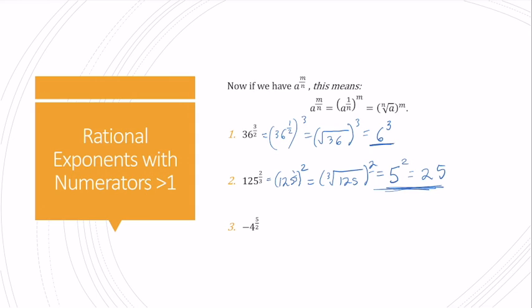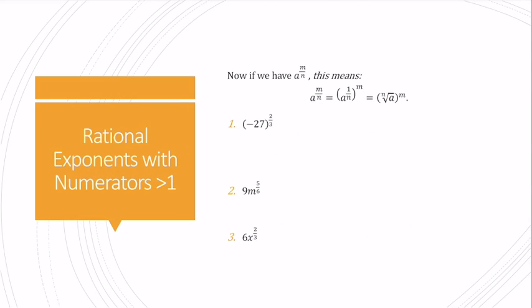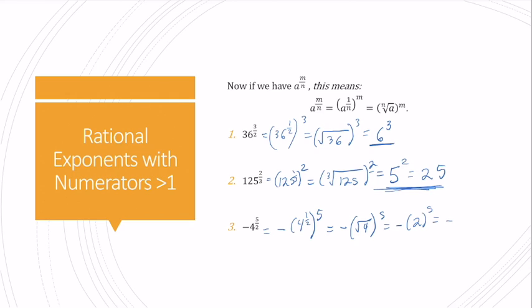All right, let's take a look at -4 to the 5 halves. This means I have negative, keep that negative on the outside, 4 to the 1/2 raised to the 5th power. So I have negative square root of 4 to the 5th power. Negative square root of 4 is going to give me -2 to the 5th power, which would be -32, because 2 to the 5th is 32.